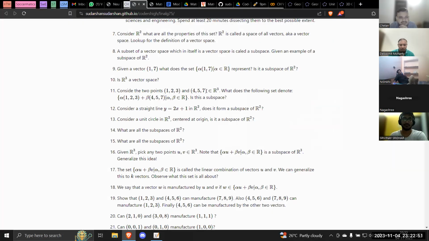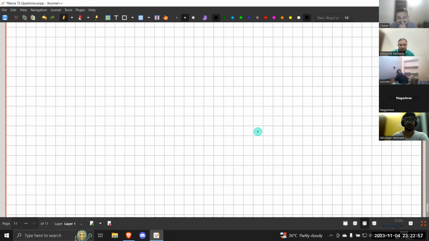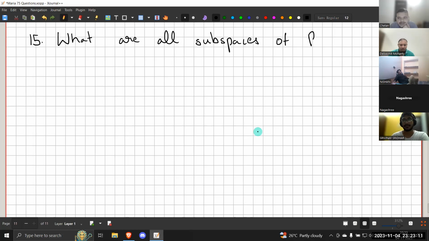What does question number 15 say? What are all the possible subspaces of R3? What are all the subspaces of R3? This is a very related question. Anyone?